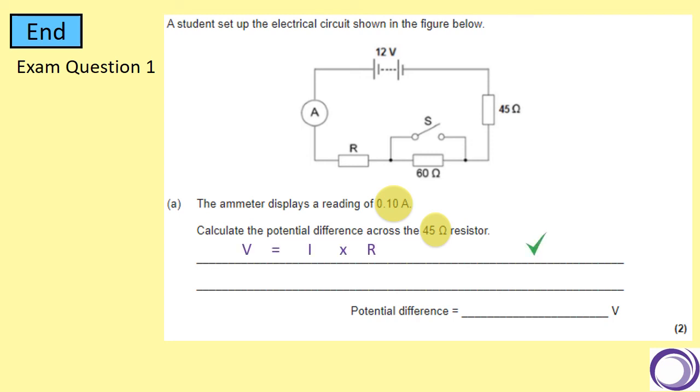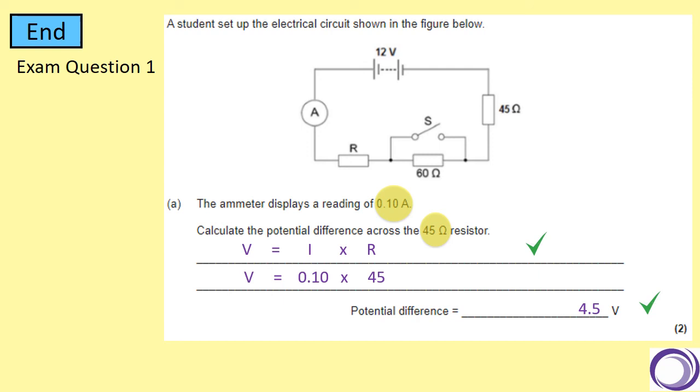So we use the formula V equals I times R. That'll give you a mark. Substitute your values in. So V equals 0.1 times 45, so your potential difference is 4.5 volts. So we've got 4.5 volts across the 45 ohm resistor.